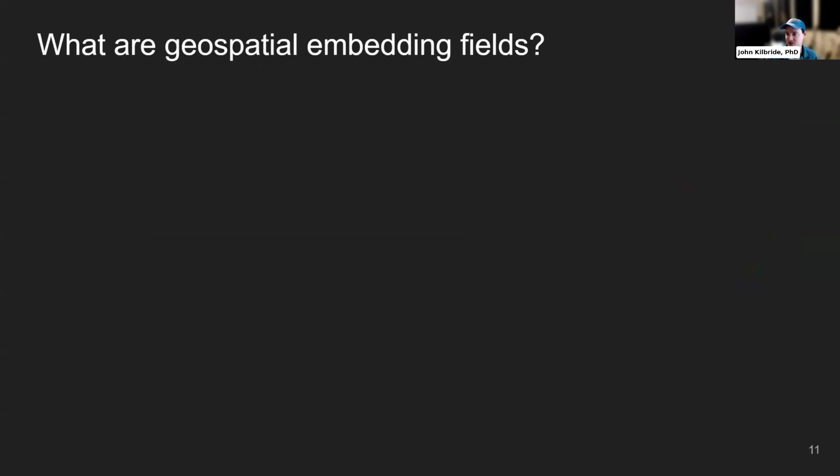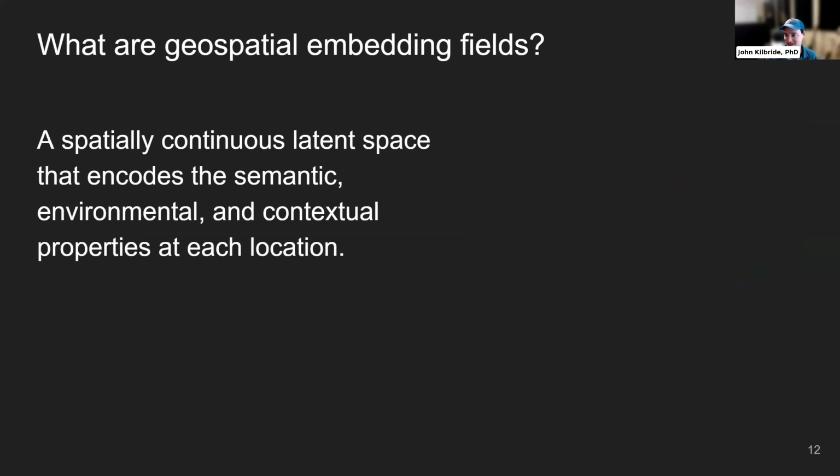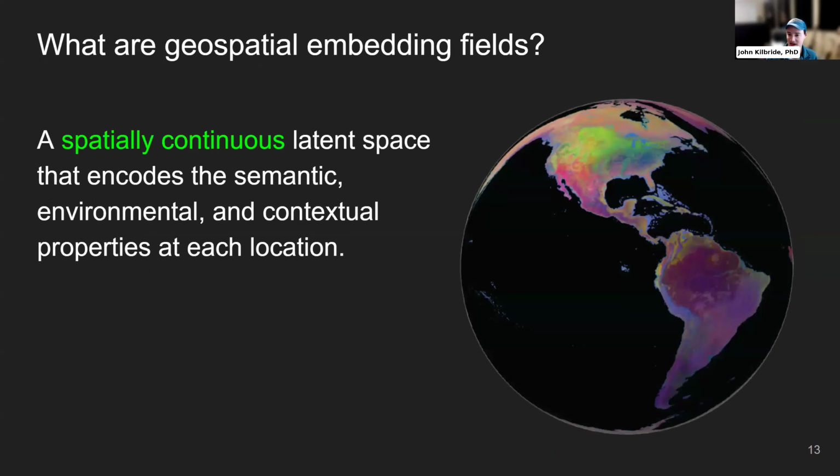So what are geospatial embedding fields then, and how do they slot into what I just described? The slightly technical, jargon-laden definition I came up with, but I think it's a good one, is a spatially continuous latent space that encodes semantic, environmental, and contextual properties at each location. And to go through that a little bit, embedding fields are spatially continuous in the sense that over some domain of interest, you have wall-to-wall information.